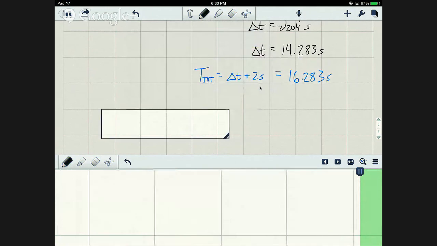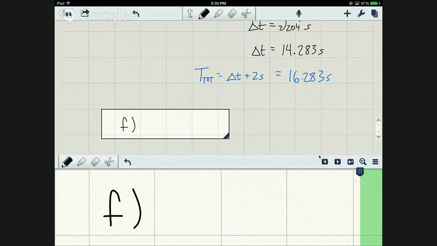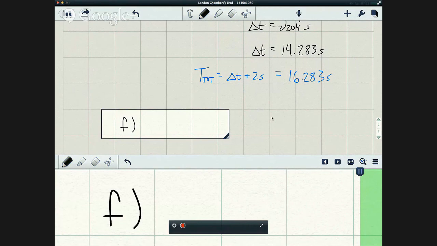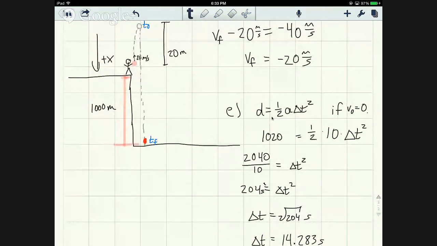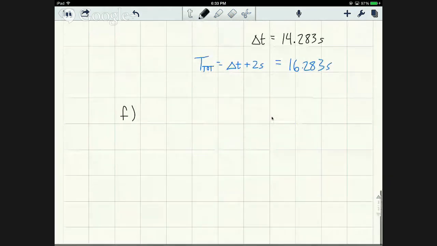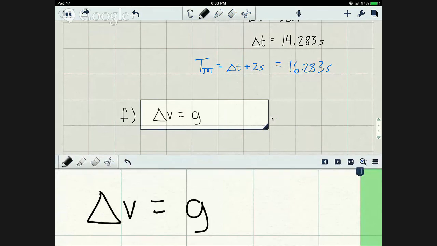Alrighty now. Anything else? Part F. Okay, part F is, what is the speed of the ball at the tiny instant before it hits the ground? So what's the speed at the time t final? Alright, well, let's keep the same t initial and t final. We'll have delta v equal to g, positive here, we'll just say 10, times delta t.